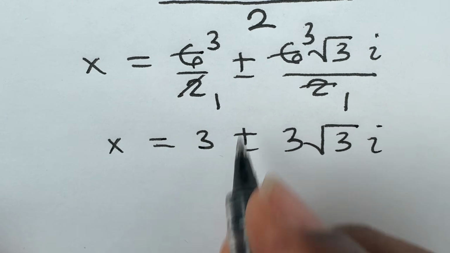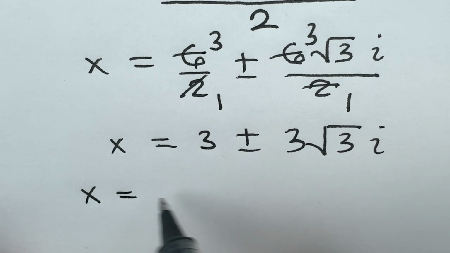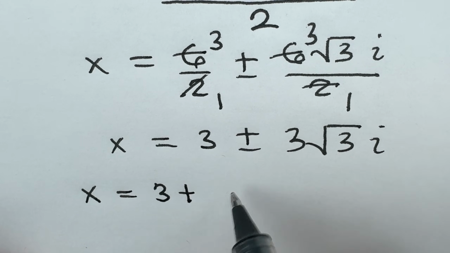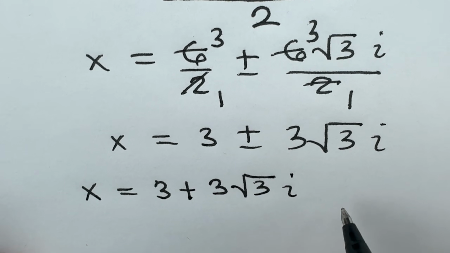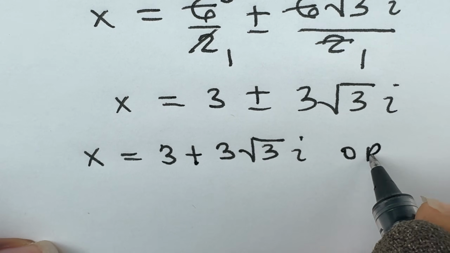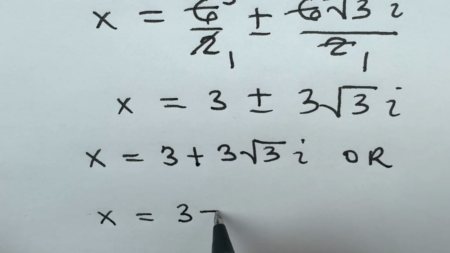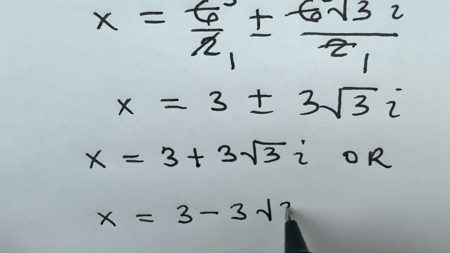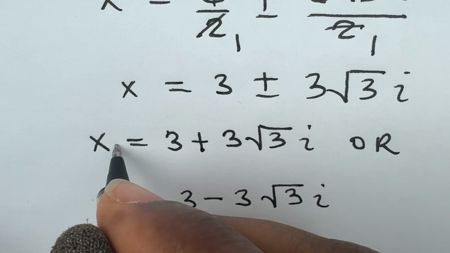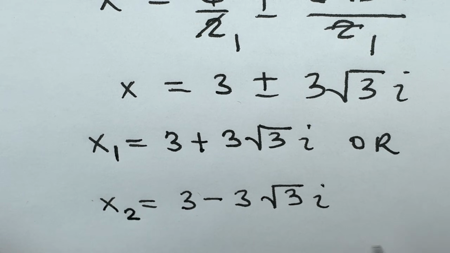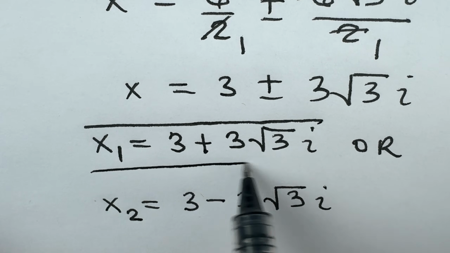Then we can separate the signs to give us x is equal to 3 plus 3 root 3i, or x is equal to 3 minus 3 root 3i. So let's call this x1 and call this x2. These are the two values for x in this problem.